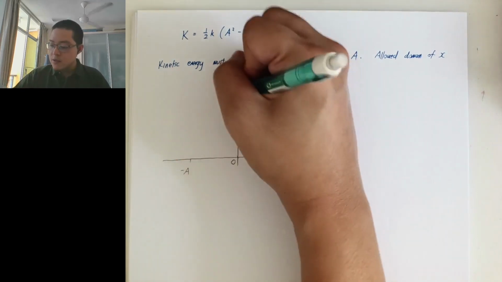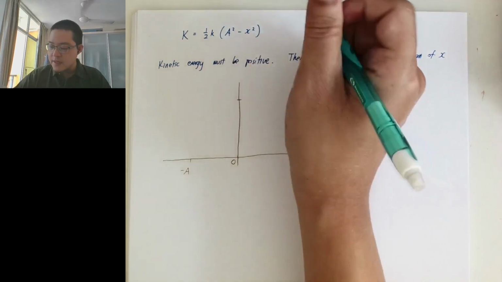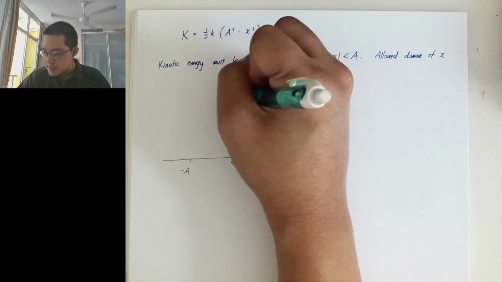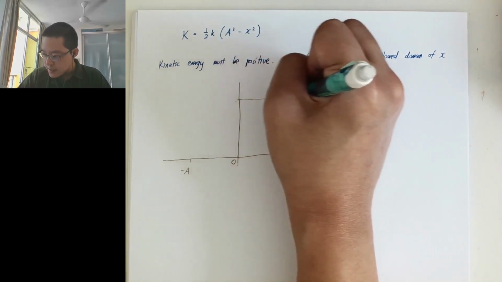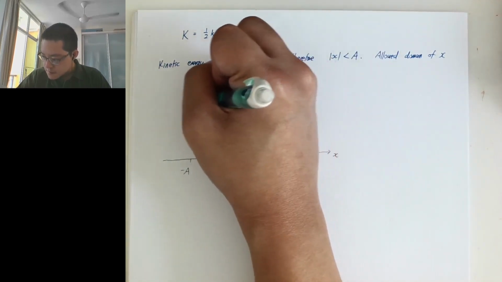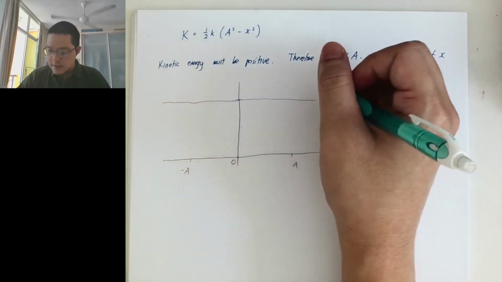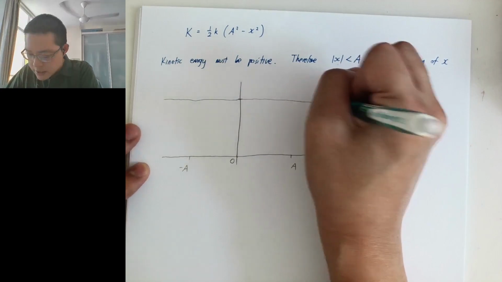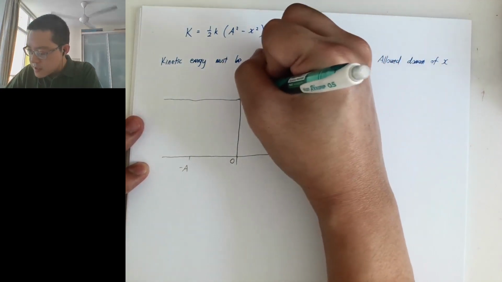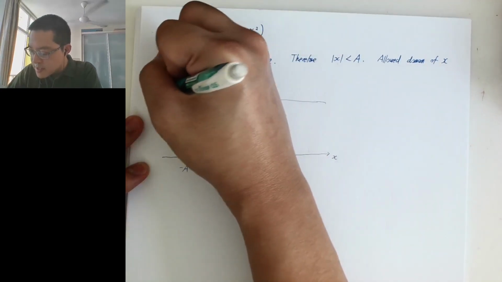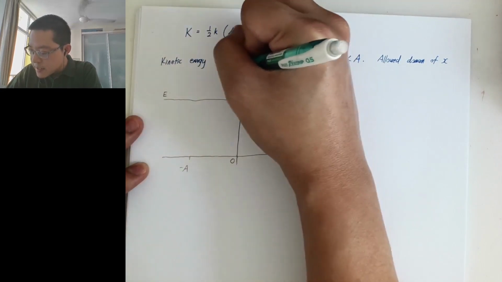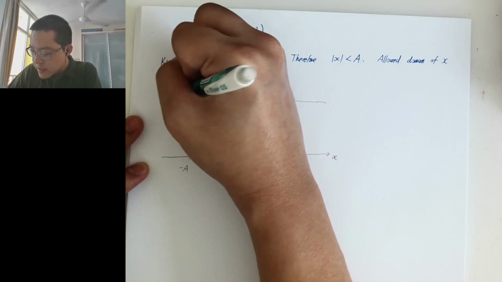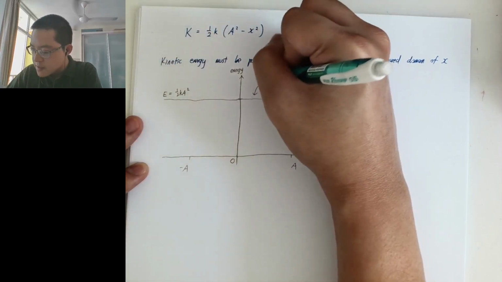Okay, so the total energy is some number here, and by conservation of energy, we expect the total energy to be constant, so it's a horizontal line like this. And then let me draw it nicer. Okay, so this is the total energy. So this position is the E, right? So this is the energy axis. So the E here is half K A squared. This is the total energy.